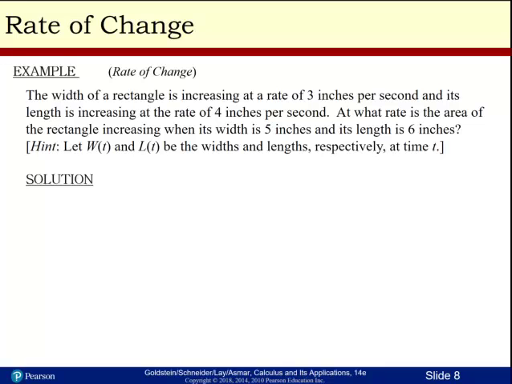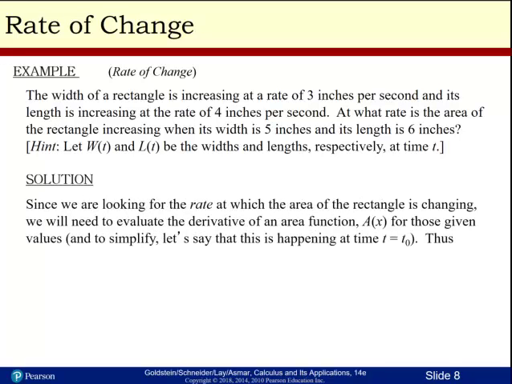So since we are looking for the rate at which the area of the rectangle is changing, we need to evaluate the derivative of an area function, A of t, for those values. And to simplify, let's just say that's happening at time 0. Okay, so we have the function A of t, area equals length, which is a function of time because it's changing, and width, which is a function of time because it's changing.